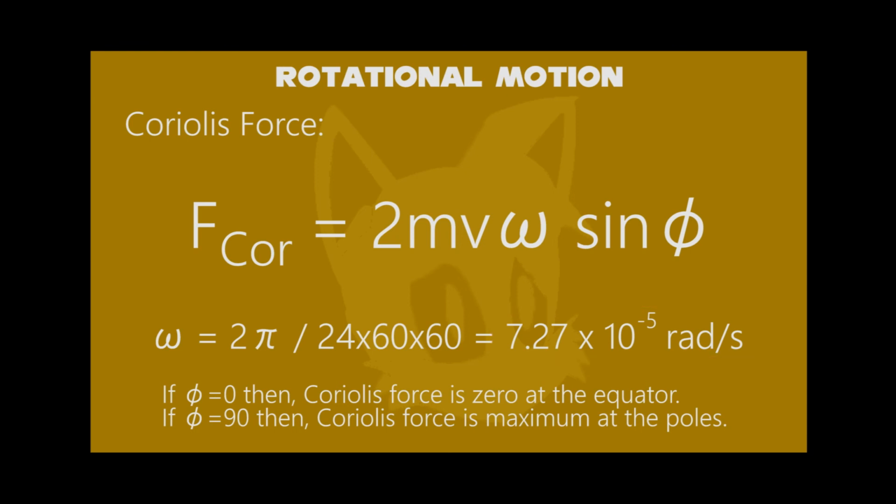Keep in mind, if an object is at the poles of the Earth, say sine 90 degrees, we get maximum Coriolis force. If it's at the equator, then its Coriolis force is 0.